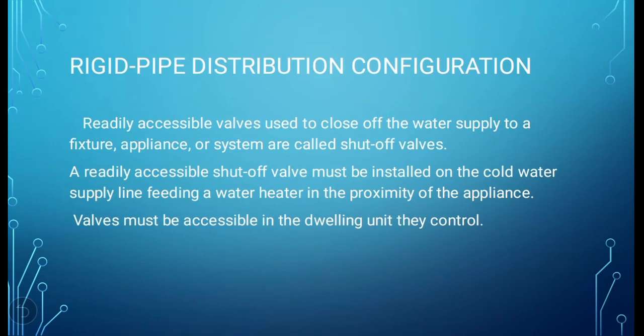Readily accessible valves used to close off the water supply to a fixture, appliance, or system are called shut-off valves. A shut-off valve is required on the discharge side of the water meter. When more than one building is served by a single water service line, a shut-off valve must be installed at each building. A readily accessible shut-off valve must be installed on the cold water supply line feeding a water heater, in the proximity of the appliance.